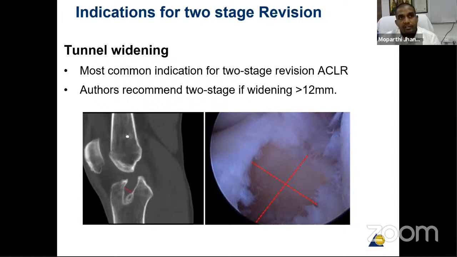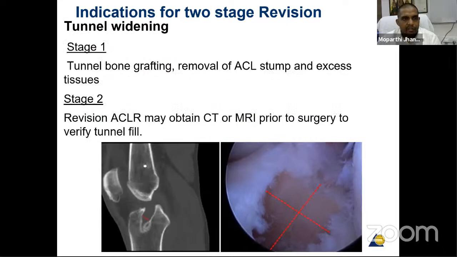If 10 mm is there, and if there is lysis in between the tunnel, then it's better to go for a two-stage. The tunnel should be parallel in diameter, equal from the proximal to the distal. In that condition, we can go with the primary stage. If there is any widening from the proximal to the distal of the tunnel, whether the femoral tunnel or the tibial tunnel, because it sometimes happens with the screw, it is better to go for two-stage reconstruction.